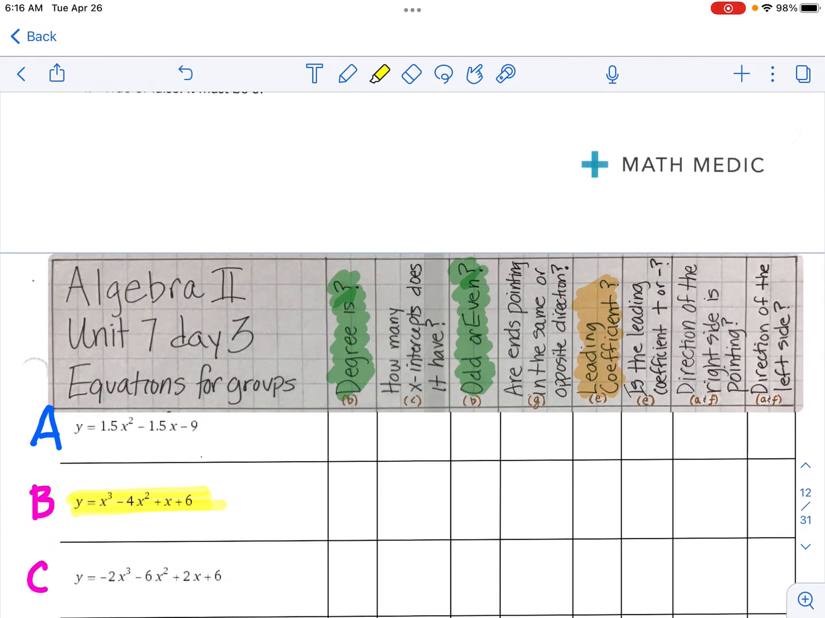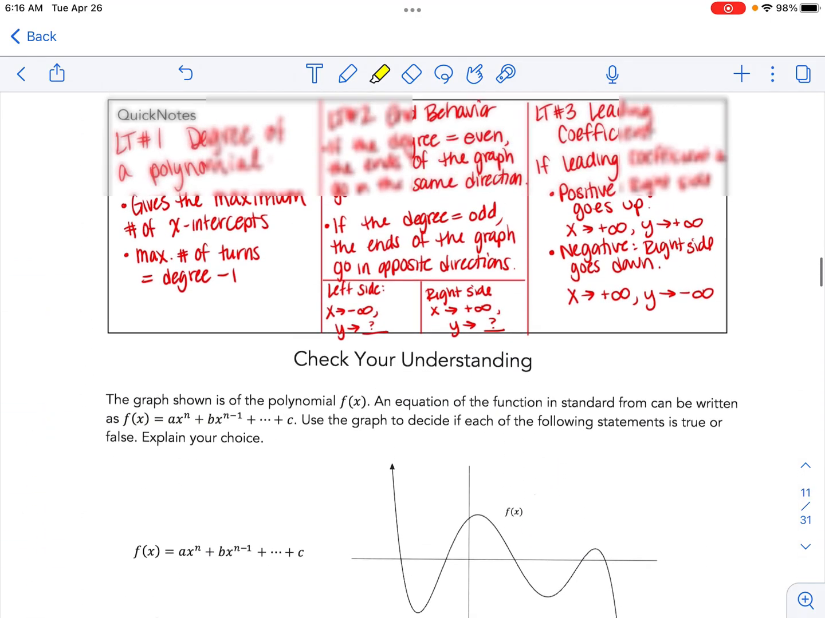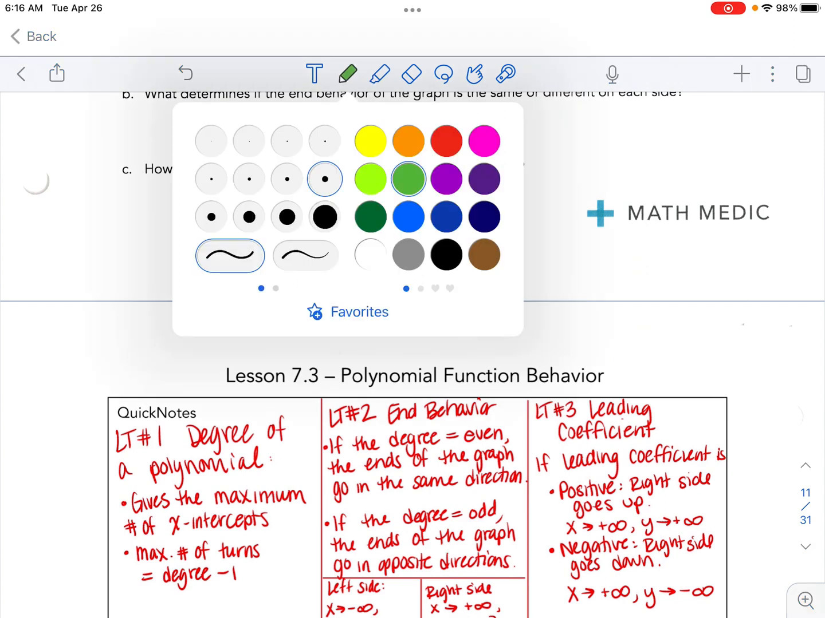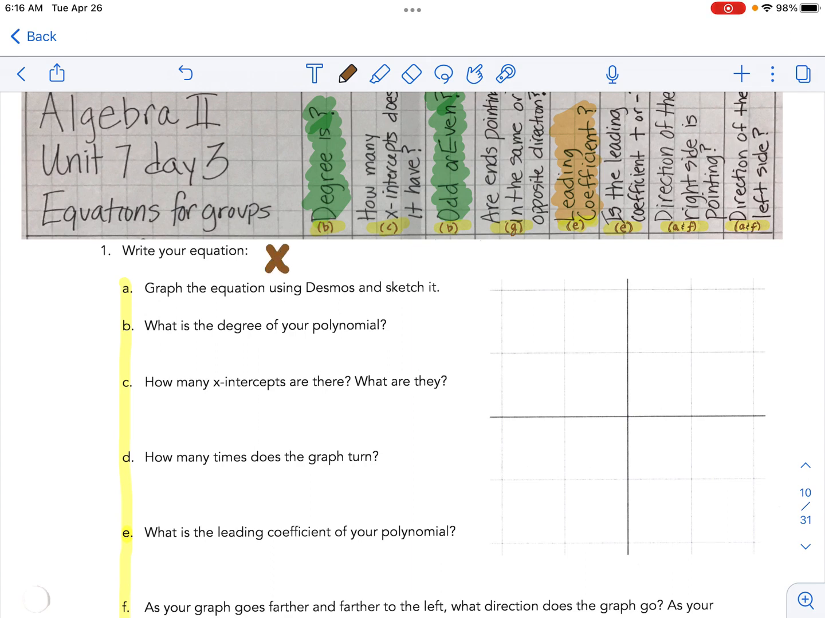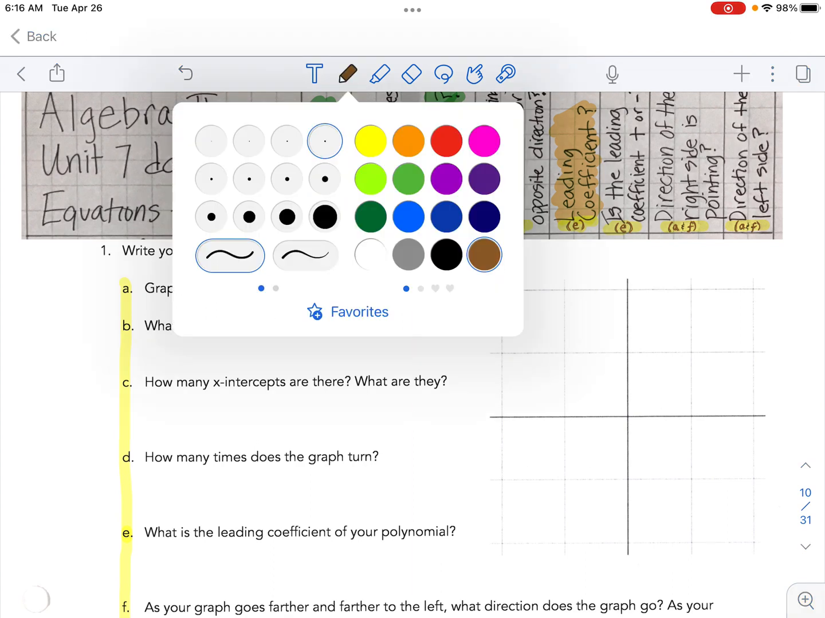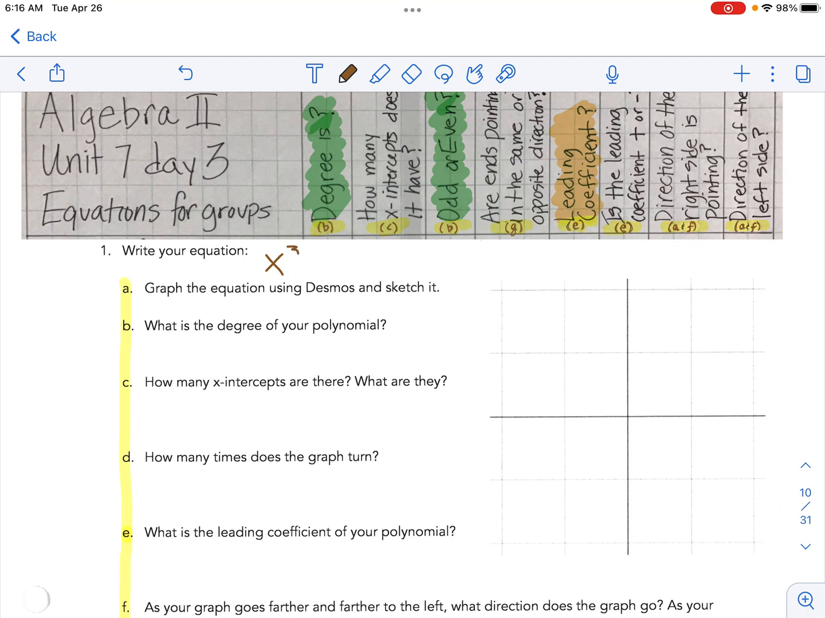So that is x cubed minus 4x squared plus x plus 6. So let's change that with x cubed minus 4x squared plus x plus 6. Okay, and we're going to graph it.